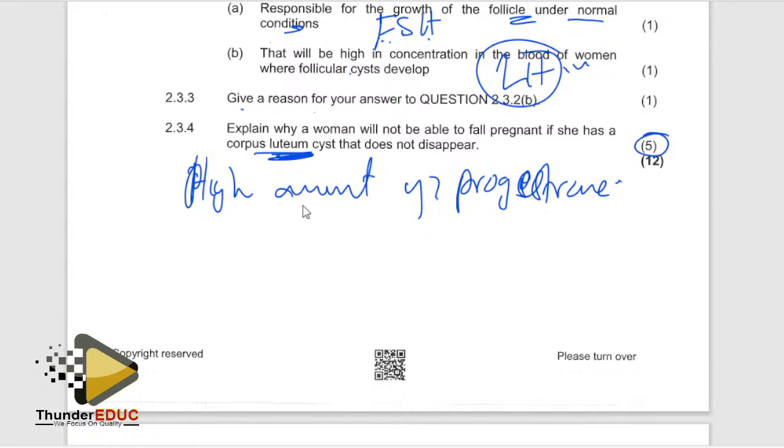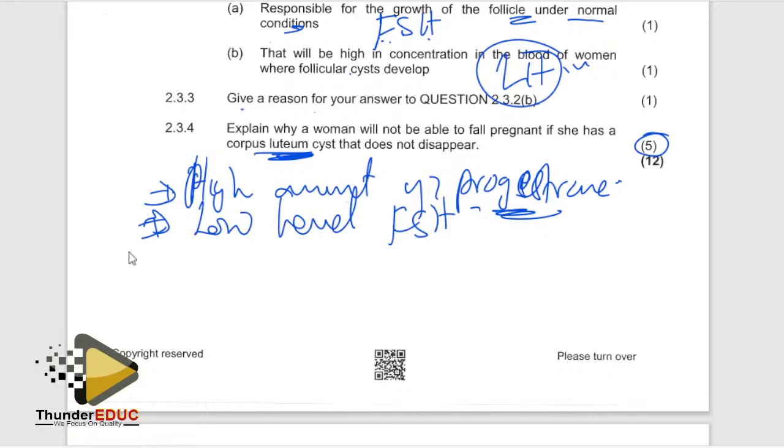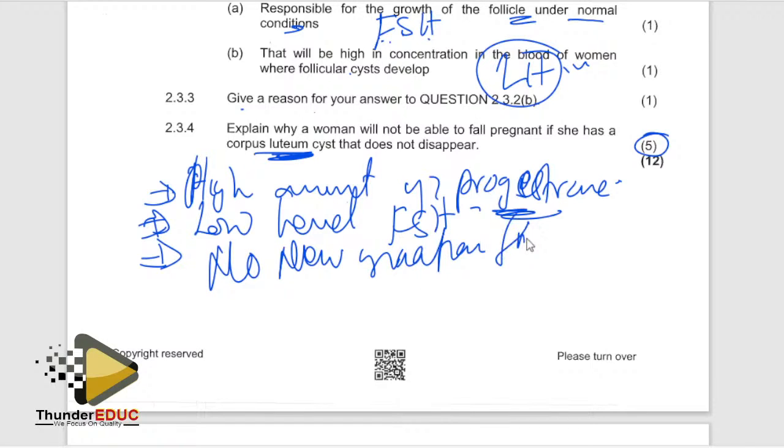progesterone. You see, it's going to produce a high amount of progesterone, and then the level of follicle stimulating hormone will be kept low. The moment there is a high level of progesterone, then there will be a low level of follicle stimulating hormone. And the moment follicle stimulating hormone is low, therefore there will be no new Graafian follicle developed.